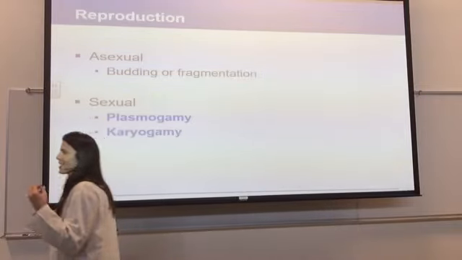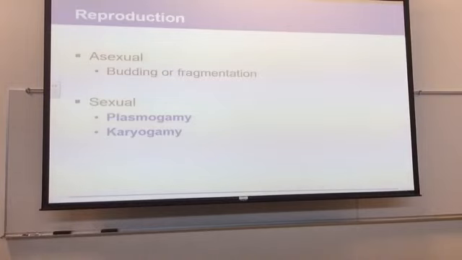But budding is a form of asexual reproduction, so those offspring are identical clones of that parent. Fragmentation is also an example of asexual reproduction. Fragmentation says that you just break a piece of it off, and from that piece, a new organism will grow. So a piece of it is broken off, and a new organism will grow.